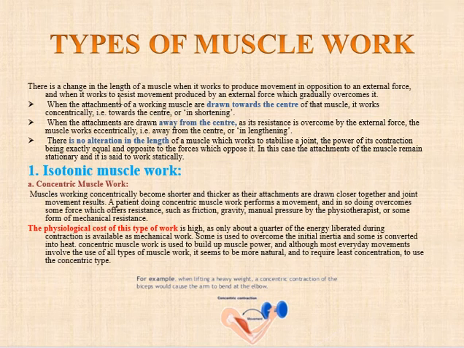Type of muscle work. There is a change in the length of the muscle when it works to produce movement in opposition to external force, and it works to resist movement produced by an external force which gradually overcomes it. When the attachments of the muscle are drawn towards the center of that muscle, it works concentrically, that means towards the center, or in shortening. When the attachments are drawn away from the center as its resistance is overcome by the external force, the muscle works eccentrically, away from the center or in lengthening.